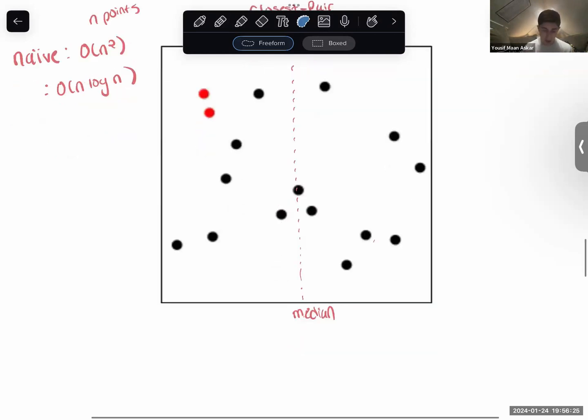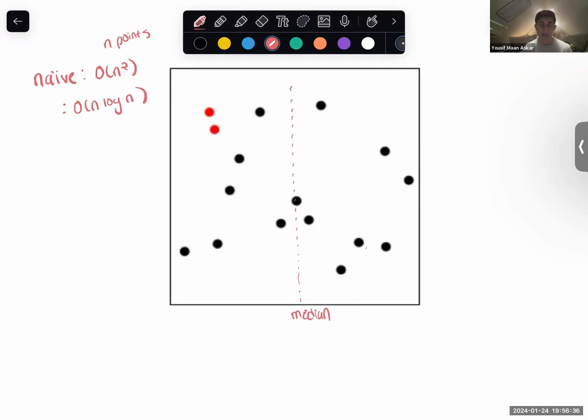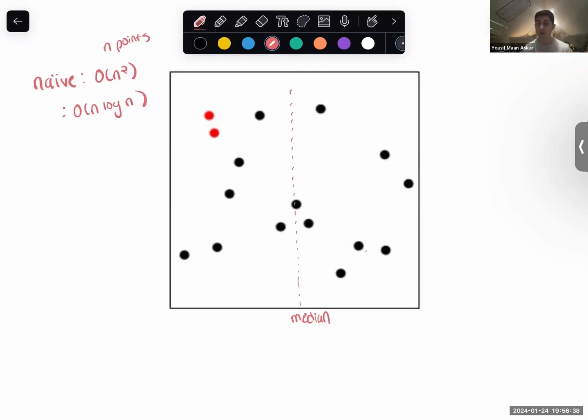Now, for those who are wondering how we find the median, there are actually algorithms out there that can do it in O of n time, or you can pre-sort it beforehand as well. Just believe me when I say that finding the median won't affect our runtime. And if you want more understanding, please do your research on your own. But it won't affect our runtime of this algorithm. So, like we said, we're doing divide and conquer, and we divided our graph into two halves. One that has 50%, other one has 50%.